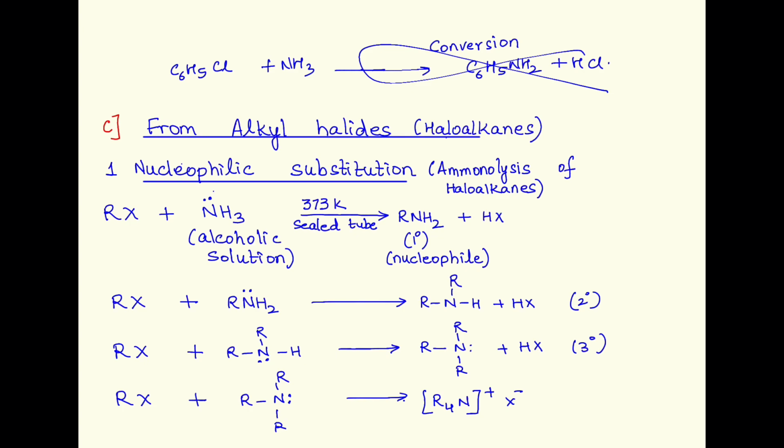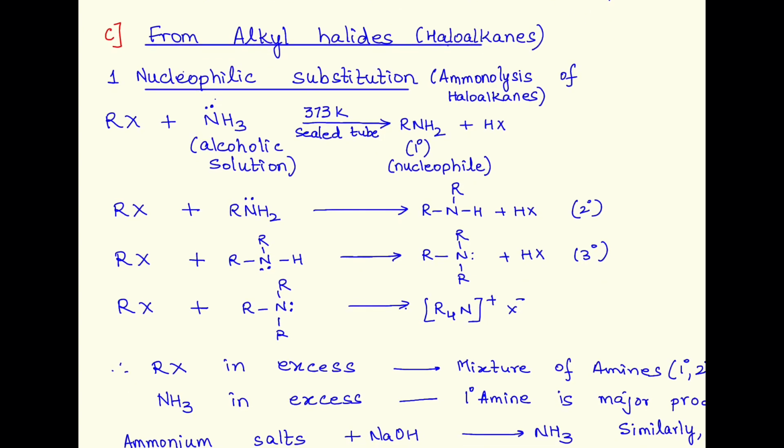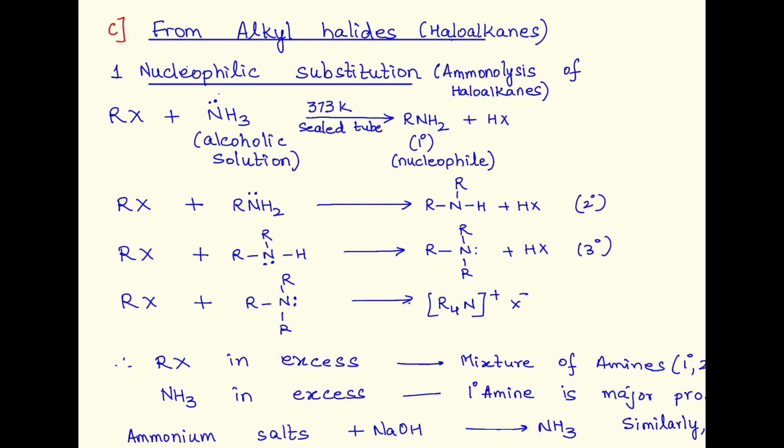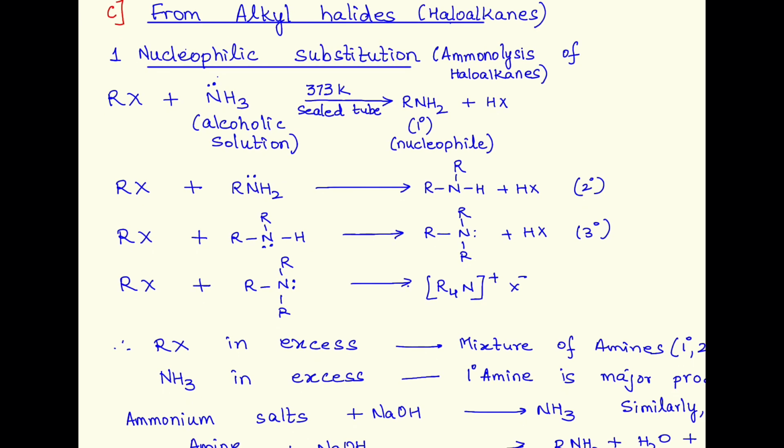How do we do the conversion? We will discuss a little later. Let us first focus on the amino derivatives of alkanes. So first is nucleophilic substitution using the method of ammonolysis. So I reacted the alkyl halide with an alcoholic solution of ammonia at 373 Kelvin.